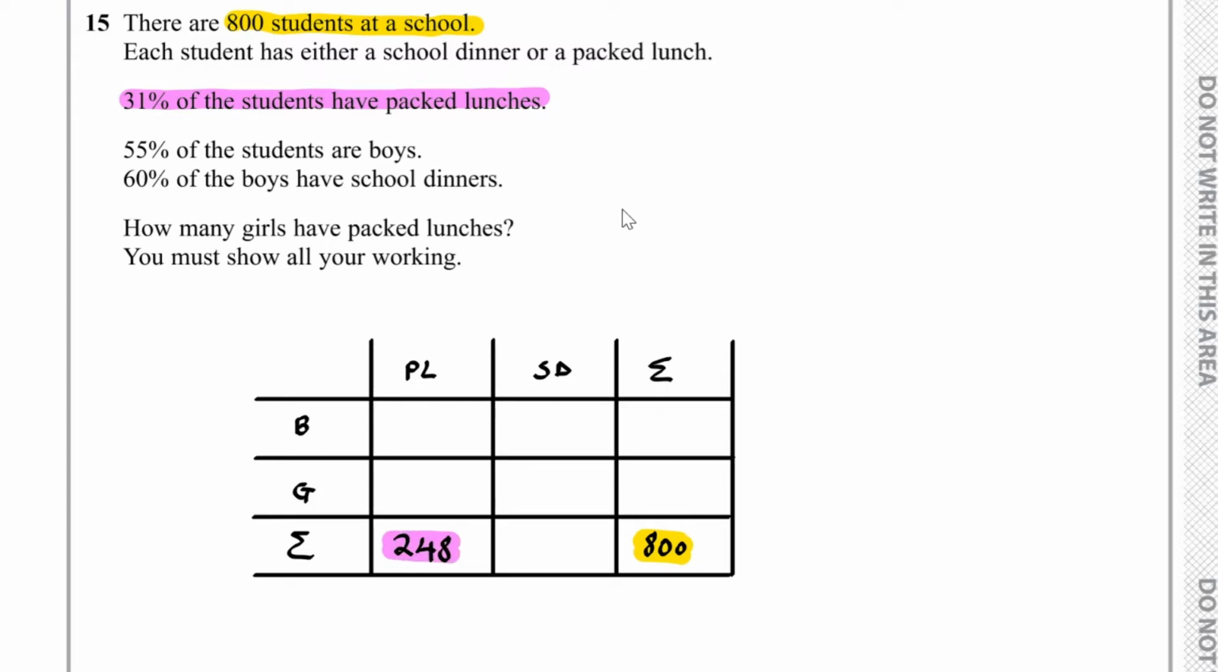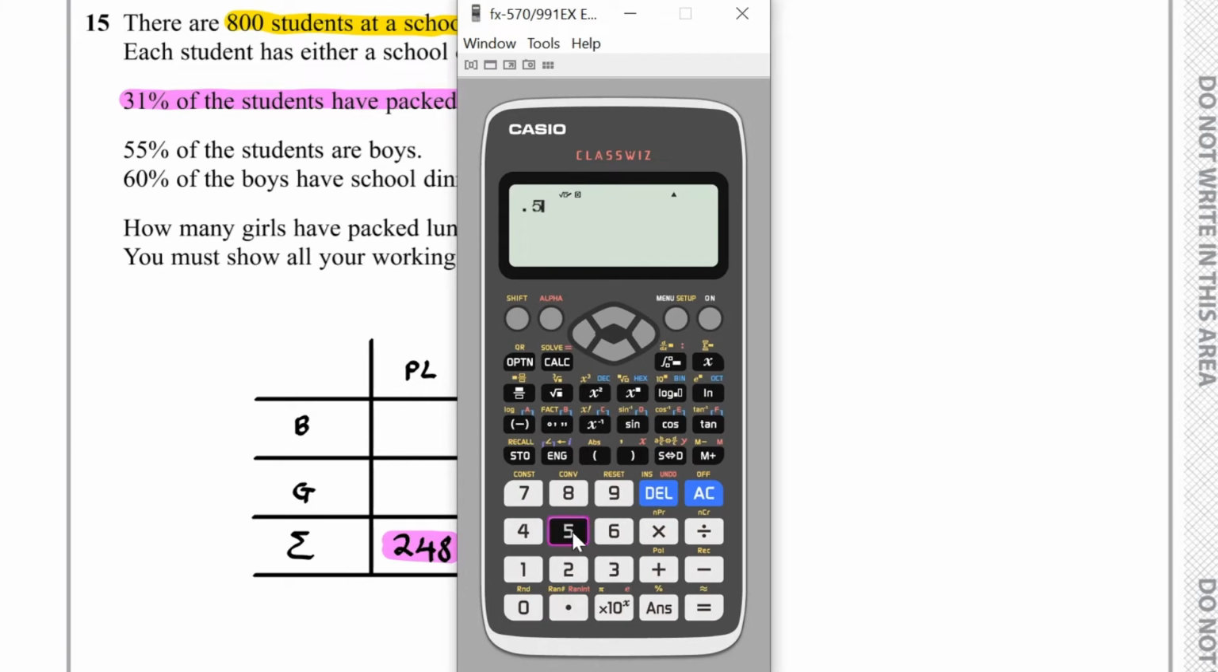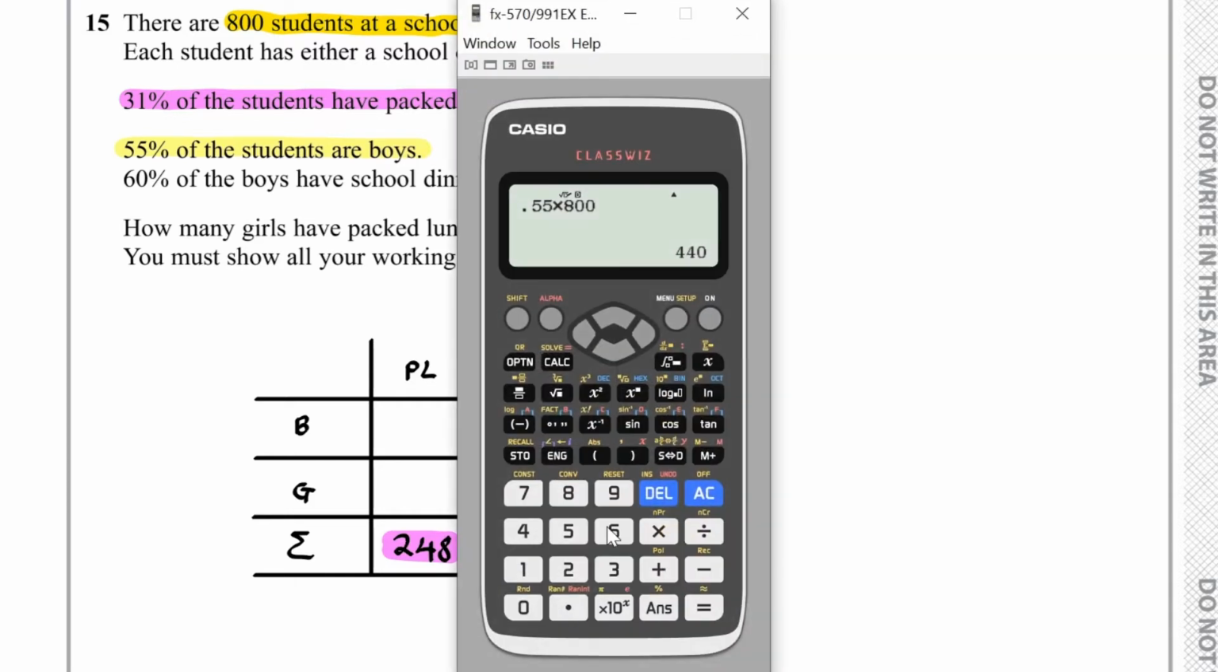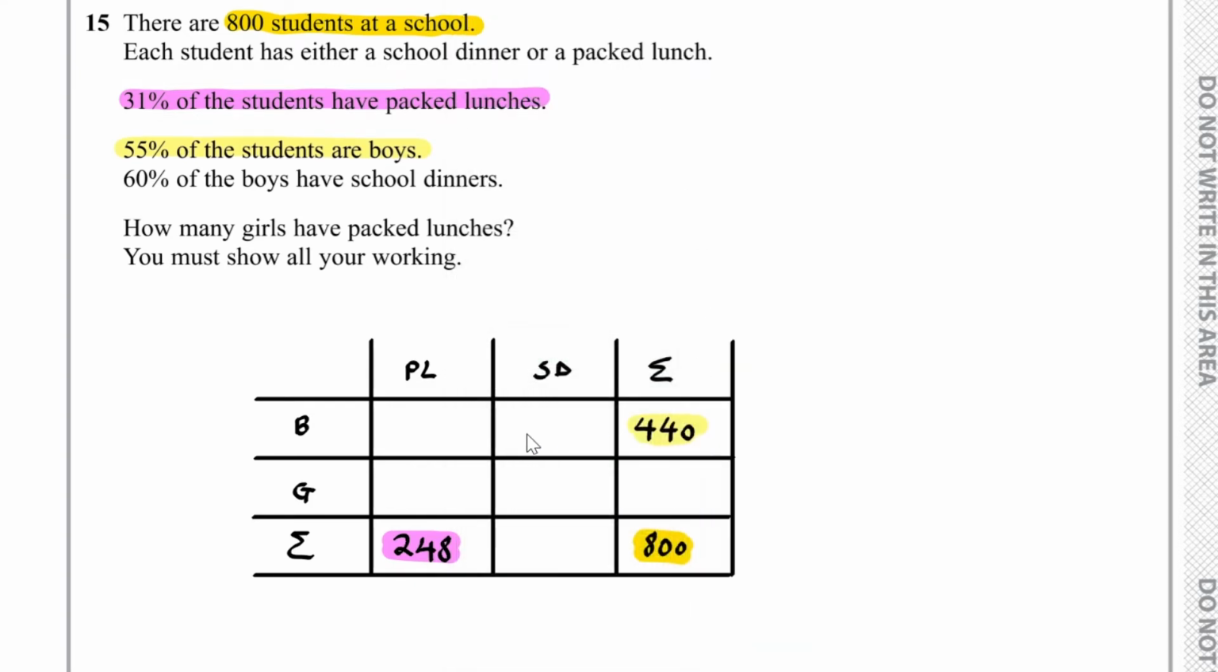And 55% of the students are boys. So 55%, that's 0.55 times 800. That's 440. So we have 440 students who are boys. And we also have 60% of the boys who have school dinners. So 60% of this 440 have school dinners. So we multiply this by 0.6, so we get 264. So there's 264 boys who have a school dinner.